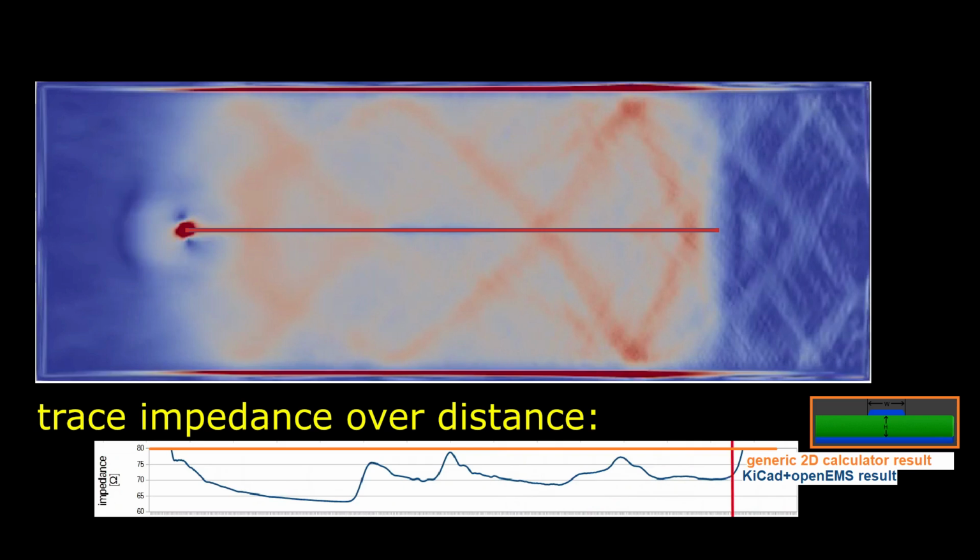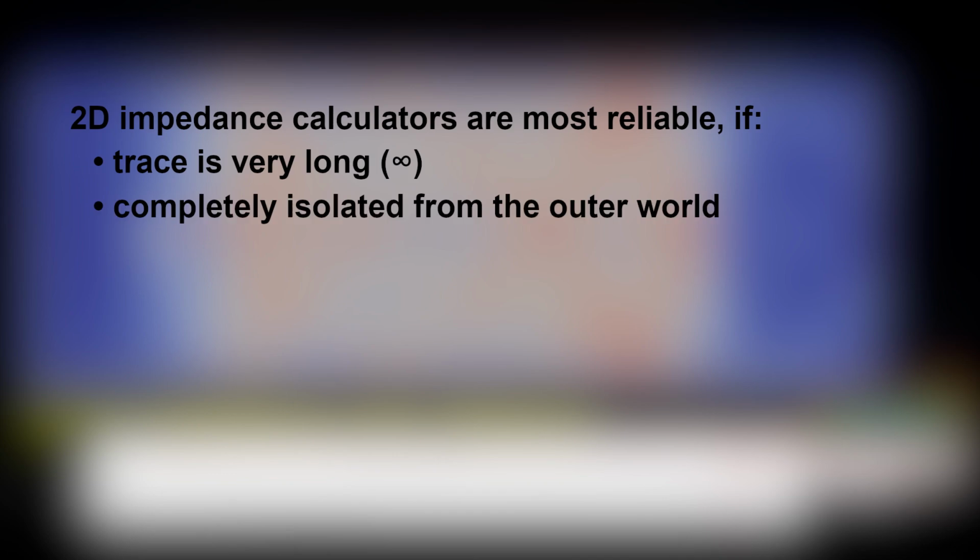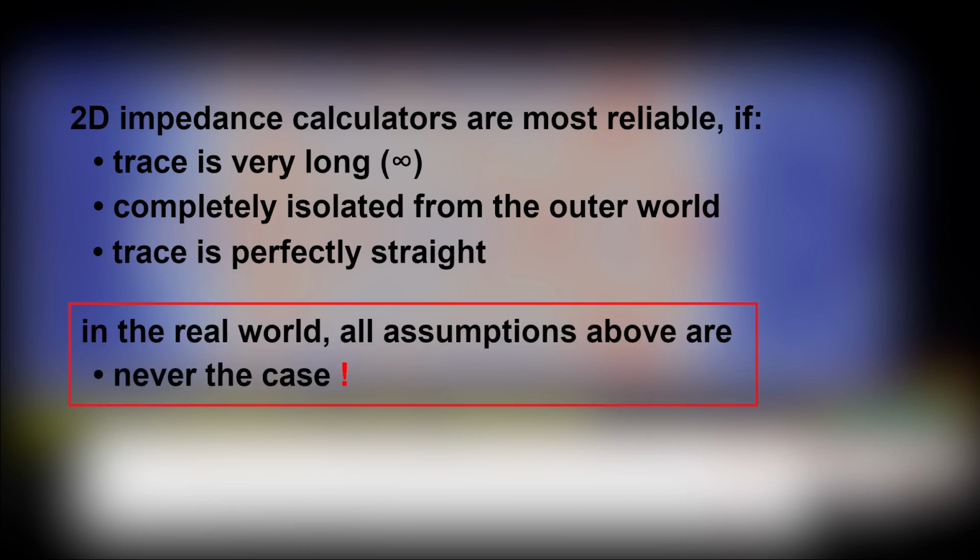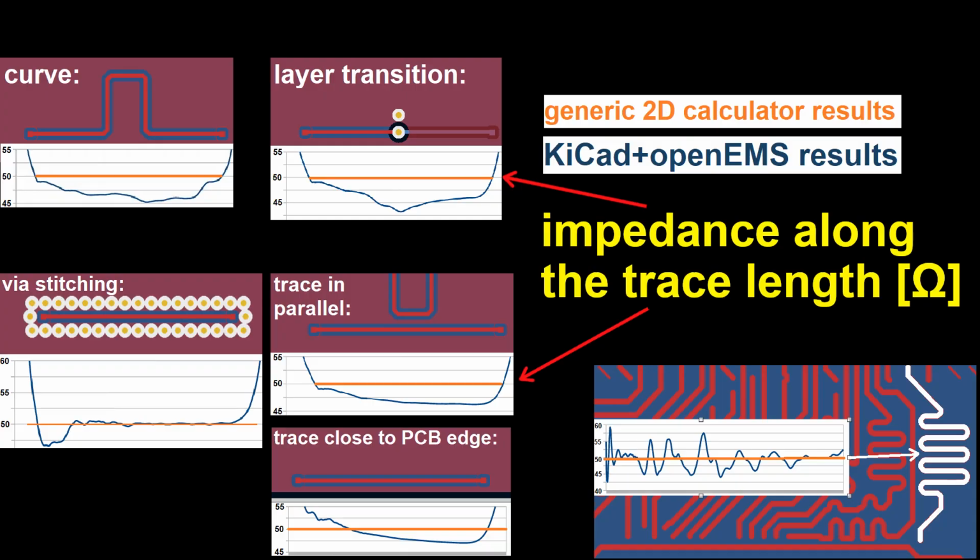And because I know that many engineers rely on generic 2D impedance calculators, let's take a moment to explore if and when they can be reliably used. 2D impedance calculators are most reliable if your trace is infinitely long, completely isolated from the outer world, and perfectly straight. All three assumptions are actually never the case in the real world. If you take some time to look at these examples, you will surely notice several factors that can influence the trace impedance.